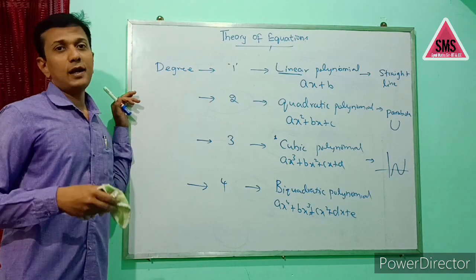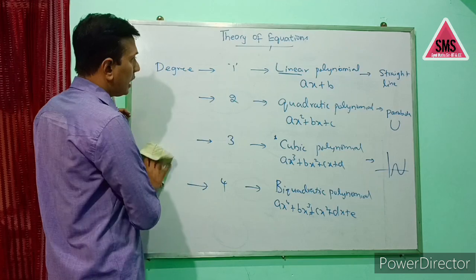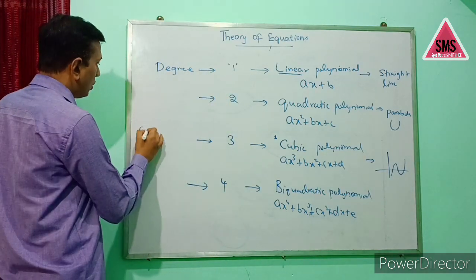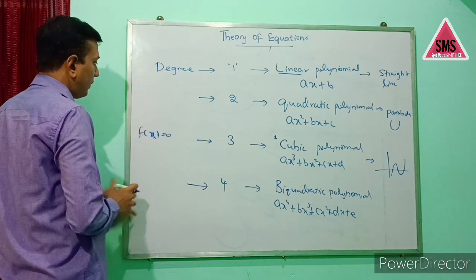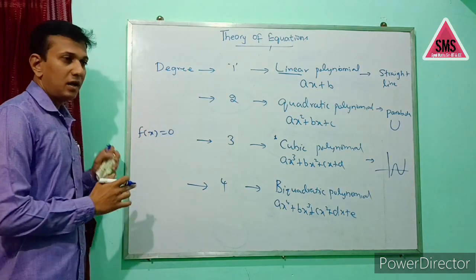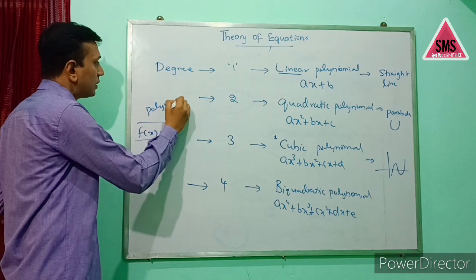And what is a polynomial equation? If any polynomial f of x is equated to 0, then we call it a polynomial equation.